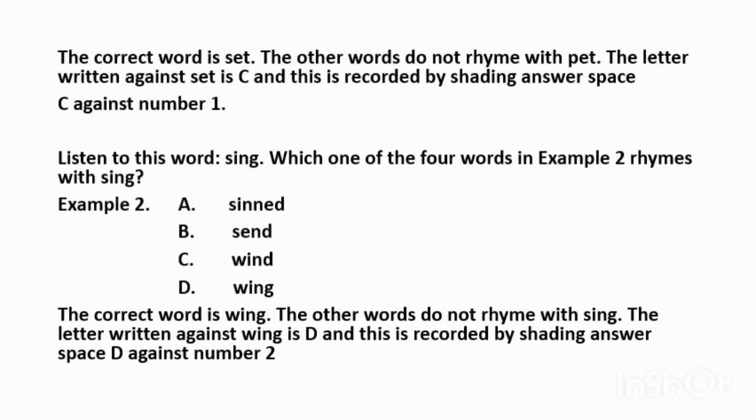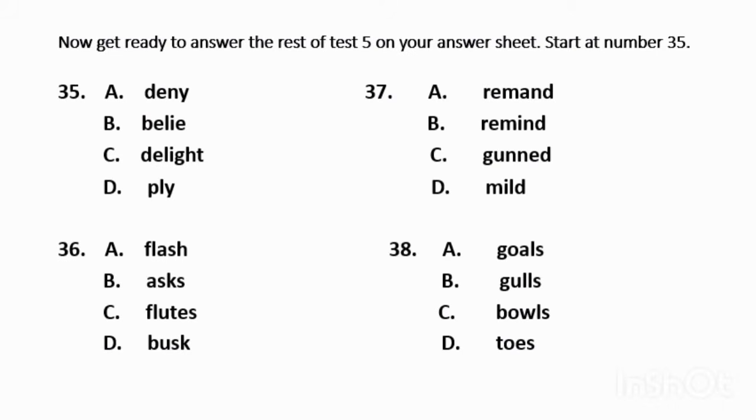Example 2. Listen to this word, sing. Which one of the 4 words in example 2 rhymes with sing? The correct word is wing. The other words do not rhyme with sing. The letter written against wing is D, and this is recorded by shading answer space D against number 2.